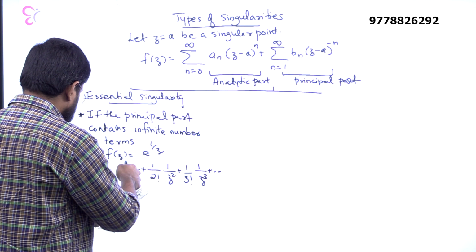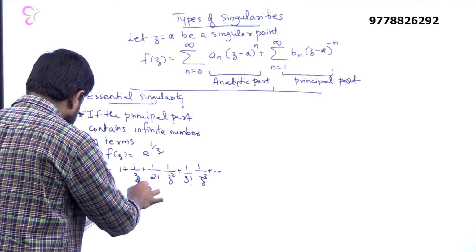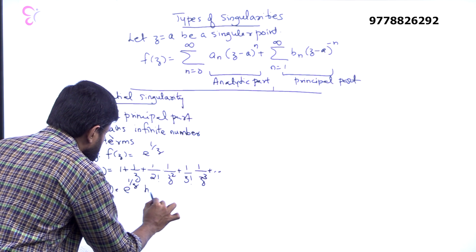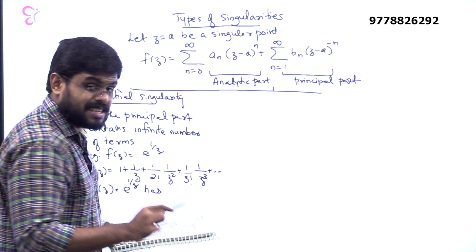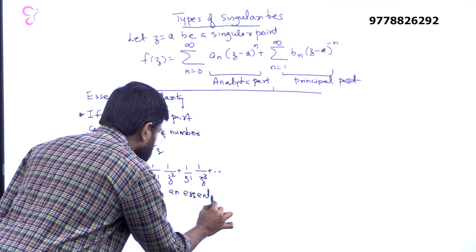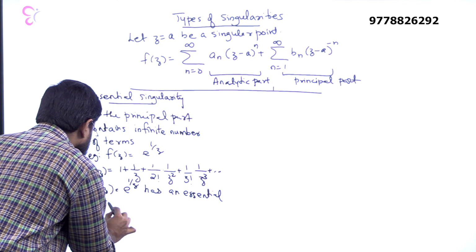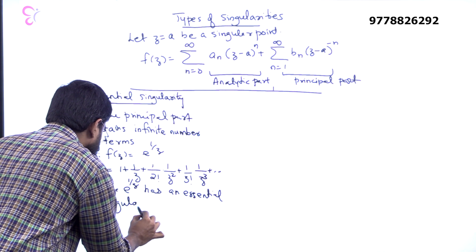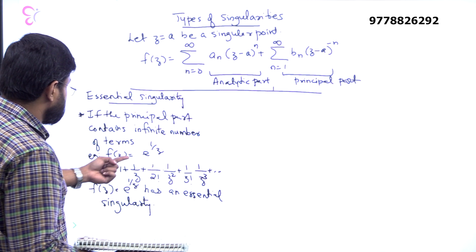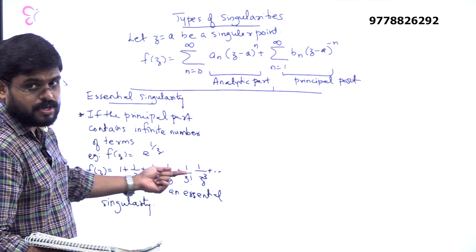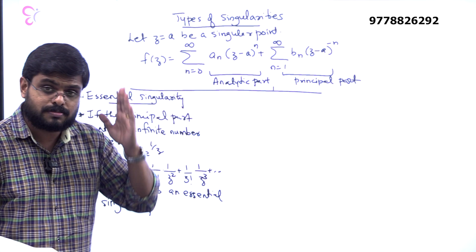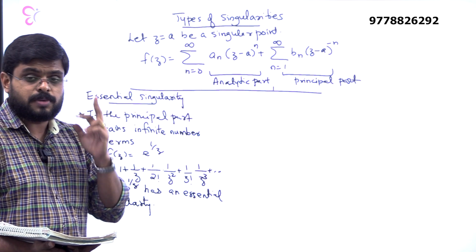Clear? So that means e power 1 by z has an essential singularity. So what is the point of essential singularity here? It should be the point where the function is undefined. The function must be undefined.